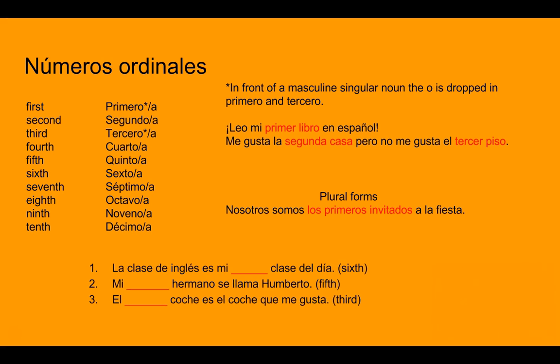So let's practice quickly with a few. La clase de inglés es mi sexta clase, because clase is feminine. My fifth brother is named Humberto. Mi quinto hermano se llama Humberto. And the third car is a car that I like. El tercer coche es el coche que me gusta. We drop the O because coche is masculine.